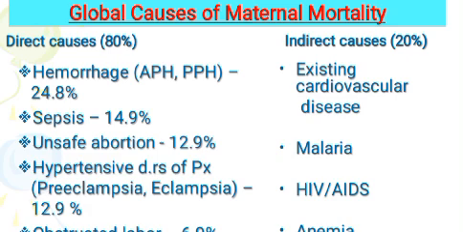Global cause of maternal mortality. Direct causes, percentage: hemorrhage, APH and PPH; sepsis; unsafe abortion; hypertensive disorders of pregnancy, preeclampsia; obstructed labor. Indirect causes, in percentage: existing cardiovascular disease, HIV, malaria, and anemia.